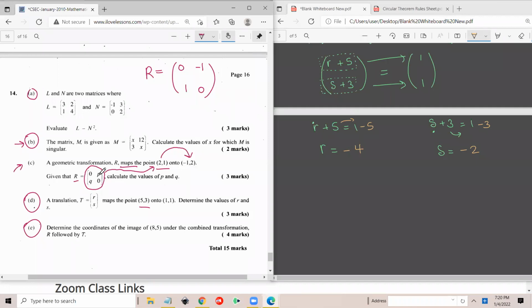Right, so remember we know the values of P and Q, and we know the values of R and S, right? So at the end of the day, R was how much? 0, -1, 1, 0, and we know how much is T. T is -4 and -2. So here's what I want you to do with this question. You have this point. They want you to do two things, one after the other, not at the same time. They want you to apply R, and when you get that new answer, they want you to apply T afterwards to the new answer.